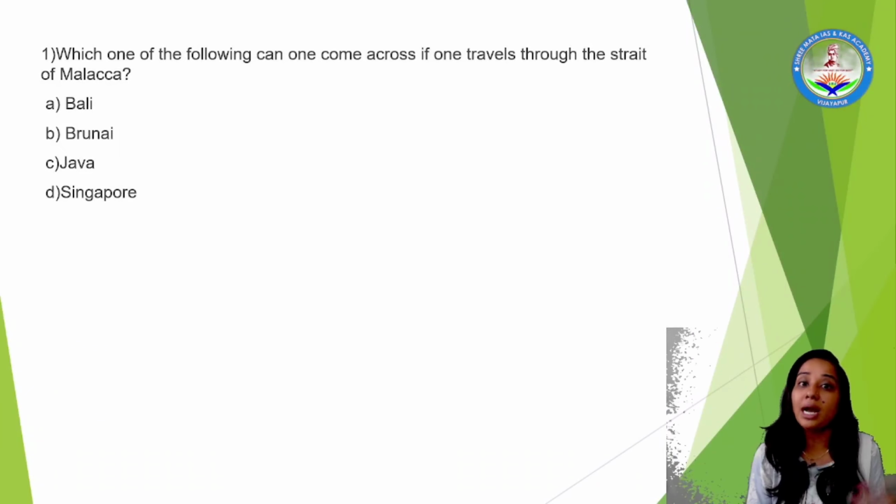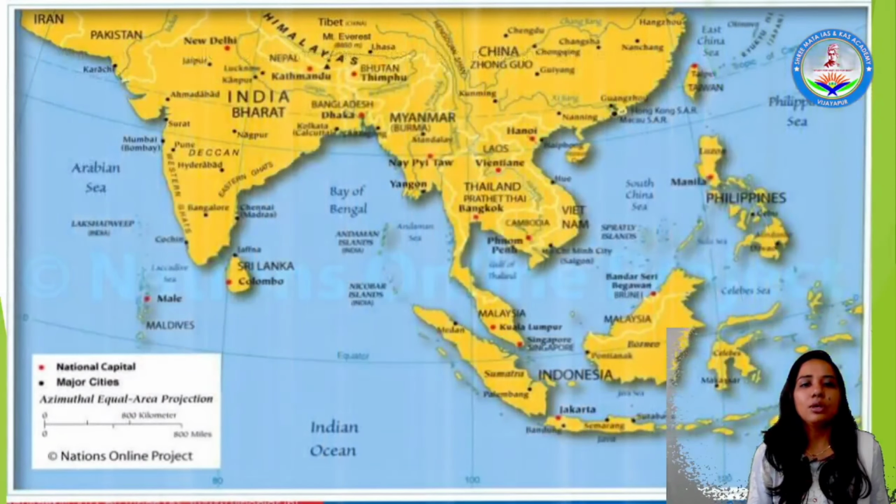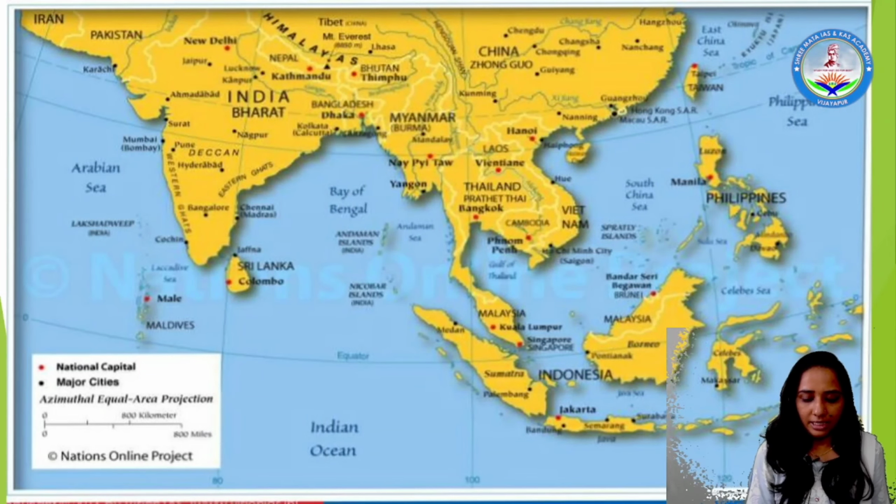So they had taken a question back in the year of 2010. All of the questions I'm taking from the year of 2010 itself. The options they had provided are Bali, Brunei, Java, and Singapore. Now, looking at the map, the Bali is located here in the region. Fine. This is where Bali is located. Coming to the Brunei region, this is your Brunei region.